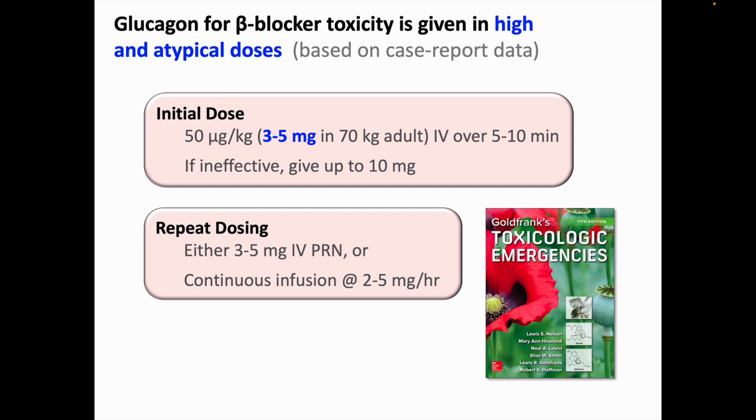Glucagon has a relatively short half-life, so repeat dosing may be necessary, typically while monitoring for effect of other additional therapies. Glucagon repeat dosing may be either 3 to 5 milligrams IV as needed, or starting a continuous infusion at 2 to 5 milligrams per hour.